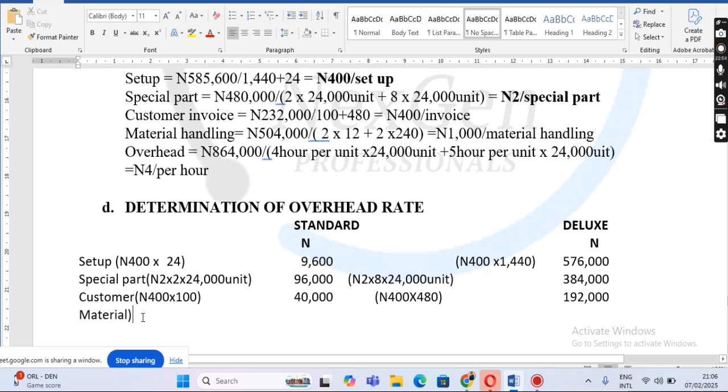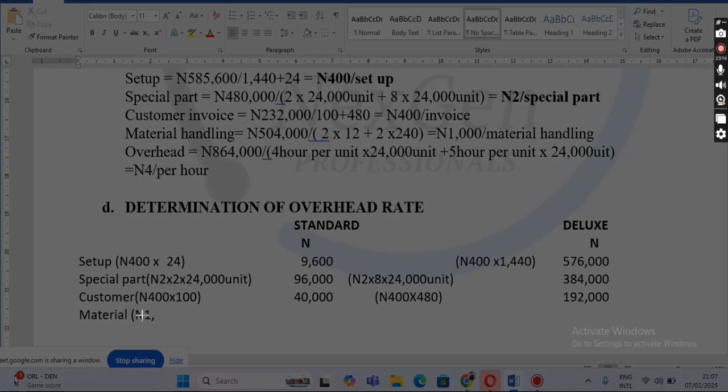Now, let me quickly just take you there where they mentioned material handling so that you will see the reason why we multiply all those things. Don't forget that material handling here is 1,000 naira per material handling, right? 1,000 naira per material handling, right? So you can do all these workings outside. What is this?